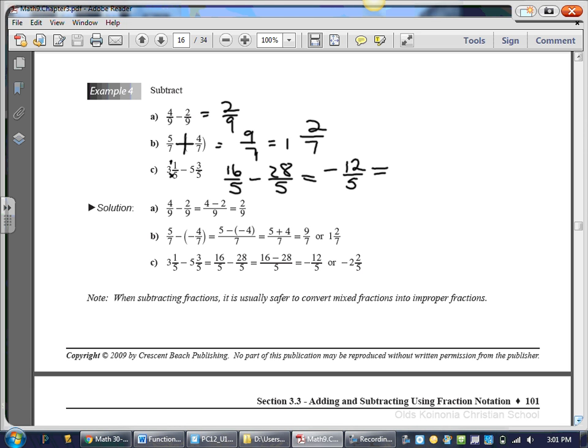And now we know how to convert that to a mixed fraction. 12 divided by 5. First of all, the negative remains. Put the negative down. 12 divided by 5 twice. That'd make it 10. And then to get to 12, I'd have 2/5 left over. So that's my answer.